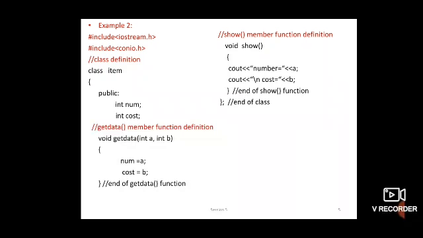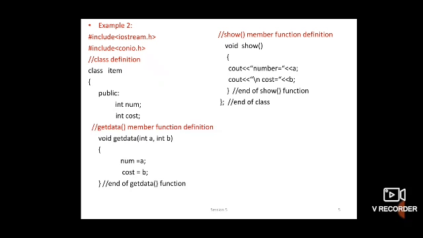Student, one more thing to remember: you can write member functions in any order. Suppose void show is written here and getData here, no matter. But when invoking member functions, they are called serially. Serially means which member function is called first, which second, which third depends upon that program. Now here two member functions are defined.